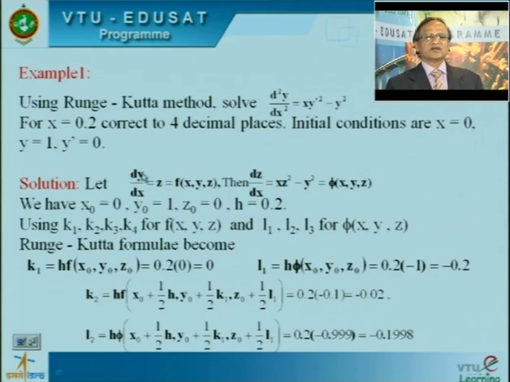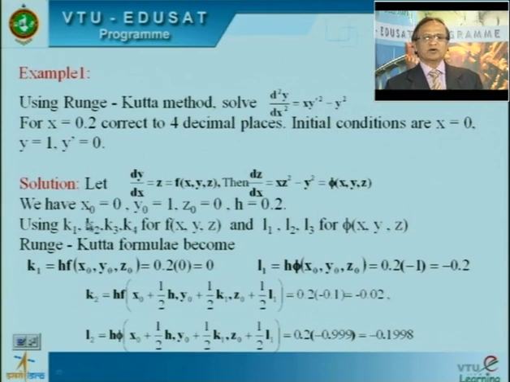So, now I am going to consider dy by dx is equal to z, that is equal to a function of x, y, z. Then the given equation can be written as dz by dx is equal to x into y single prime, meaning z square, minus y square. So, it can be treated as a function of x, y, z. As I have mentioned, here x is the time, y is the position, z is the velocity. Is it clear? They have given initial conditions x naught is equal to 0, y naught is equal to 1, z naught is equal to 0 and step length h is equal to 0.2.